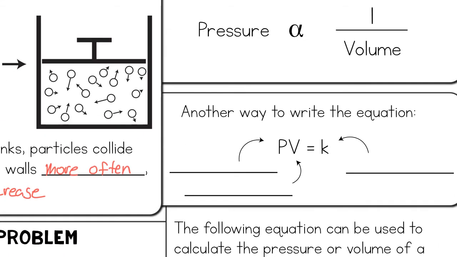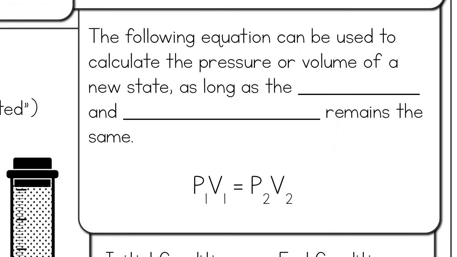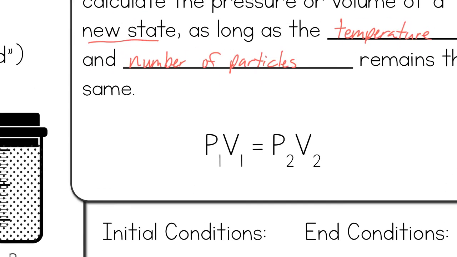Here's another way to write the equation. Of course, P equals pressure. V is volume. And then K would be a constant. So this following equation down below here can be used to calculate the pressure or volume of a new state. Remember, we've got change going on here, as long as the temperature and the number of particles remains the same. So here we have our formula.